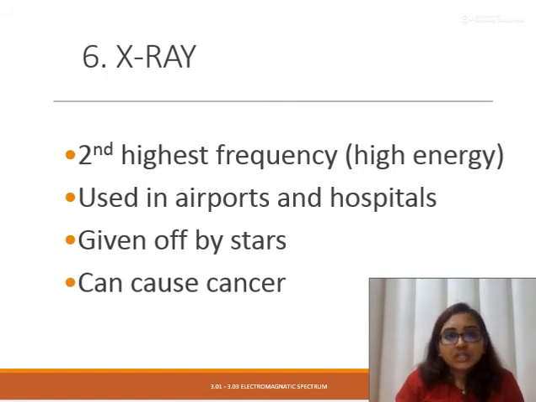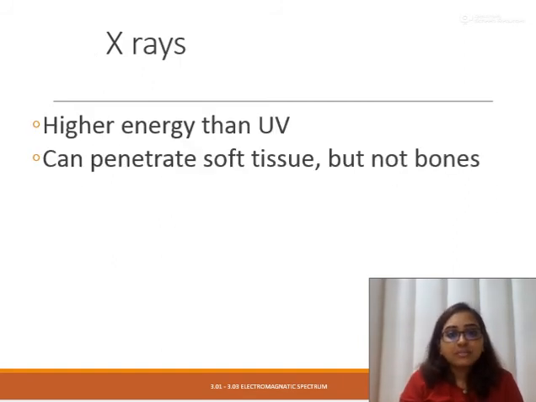Next is X-rays, which have the second highest frequency, and we can say that they have high energy, but the wavelength is quite low. X-rays are usually used in hospitals for diagnostic purposes. They are also used in airports for scanning and security reasons. X-rays are given off by stars, and they can also cause cancer.